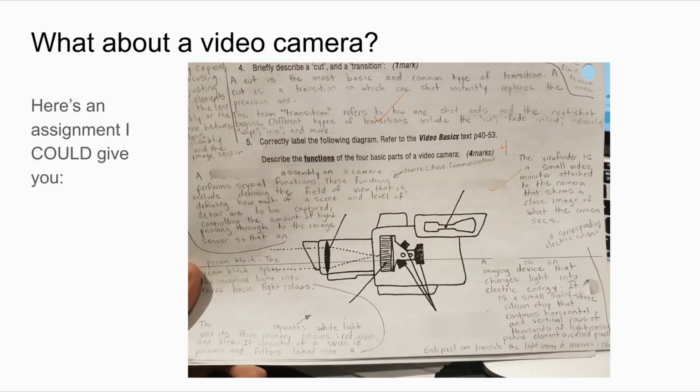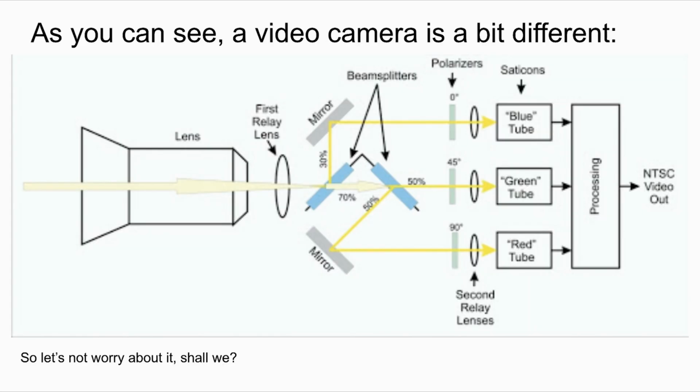So I mentioned video camera. What about a video camera? How does a video camera work? Well, here's an assignment I could give you. Maybe I will, maybe I will. I won't. As you can see, a video camera is a little bit different.